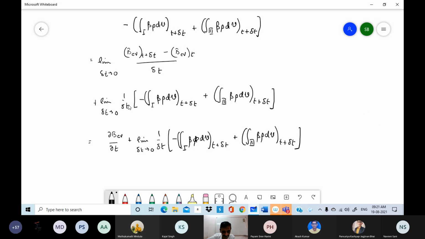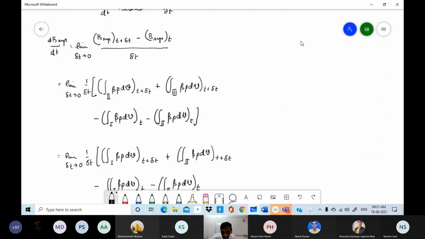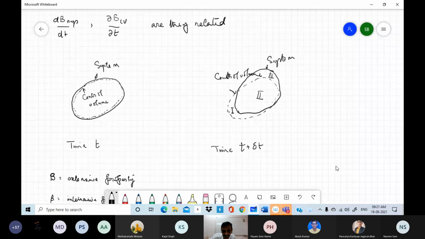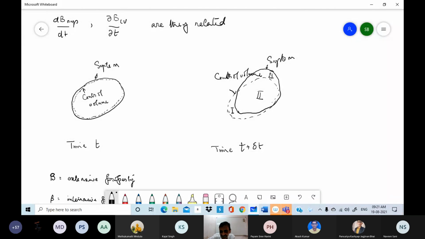So now we have got this relation between the rate of change for a system to the rate of change for a control volume. The two are connected by this equation where you have these two additional terms. The two additional terms involve region 1 and region 3. So if you see, region 1 and region 3 are the regions which are related to the inflow and the outflow.